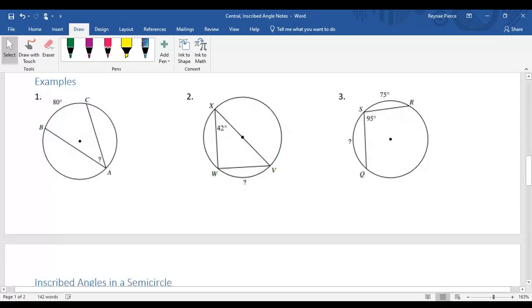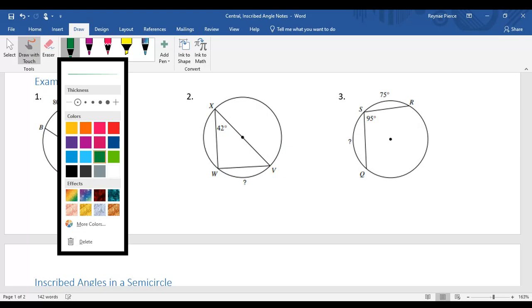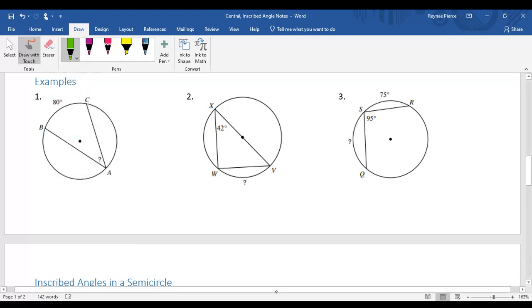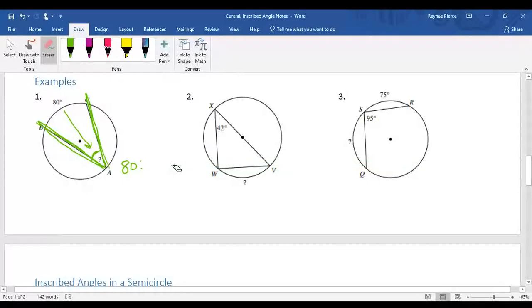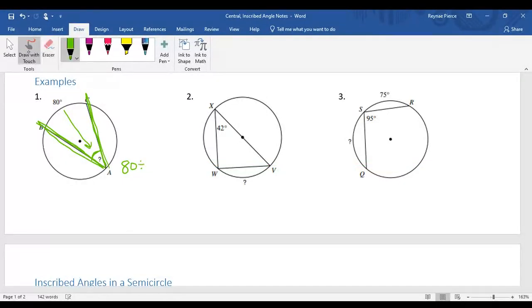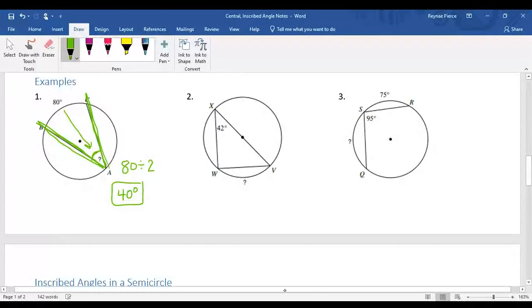Here are some examples. Here we're looking for the measure of the inscribed angle. Follow its sides out to find that intercepted arc. I see it. The intercepted arc is 80 degrees. So to get the measure of the angle, I divide by 2. So our answer for this first one is 40 degrees.